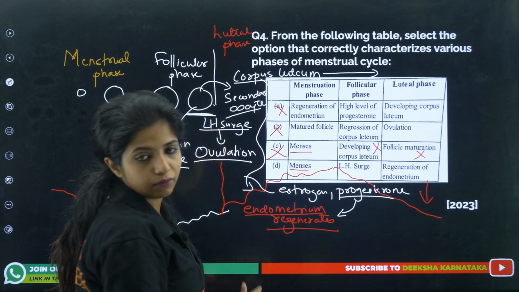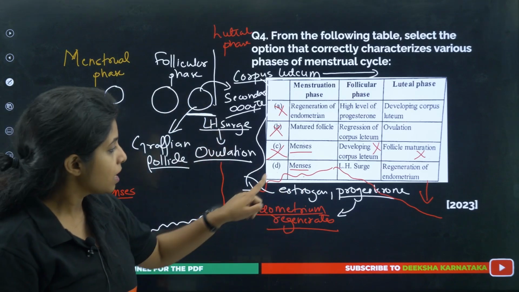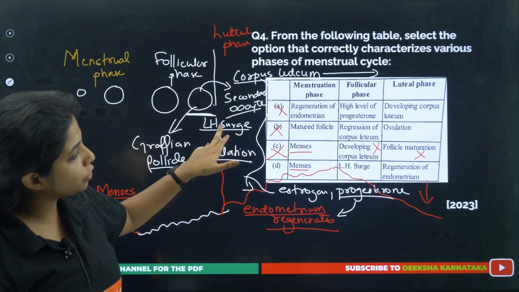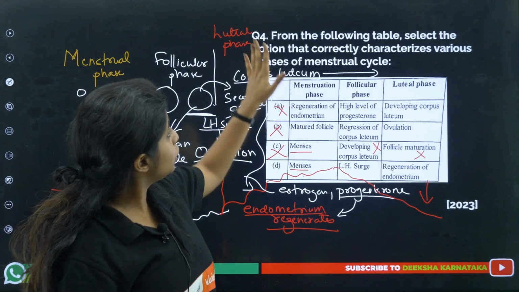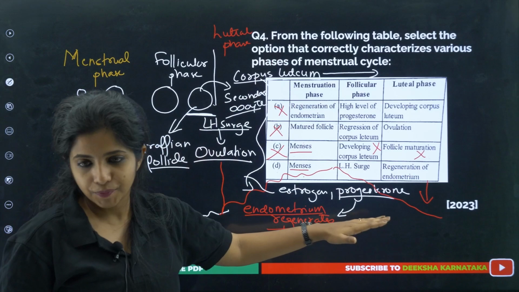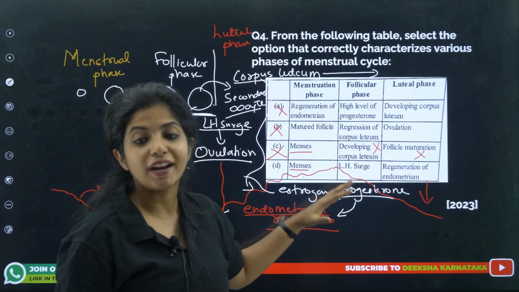What are we left with? We are left with this. Let's see if it's correct or not. Menses is happening over here. In the follicular phase, actually at the end of it, you have LH surge. And in the luteal phase, the regeneration of endometrium occurs.